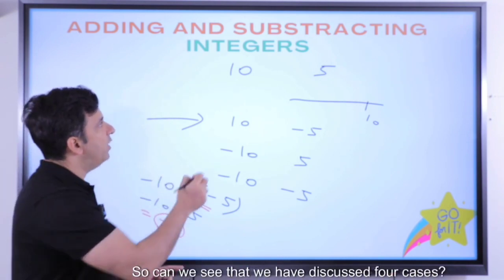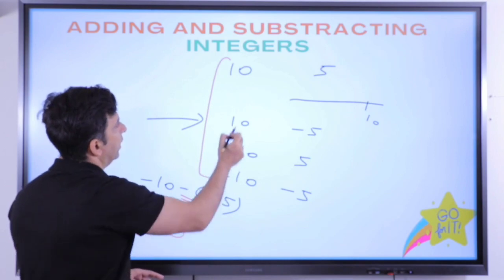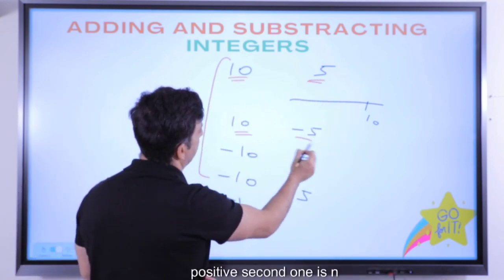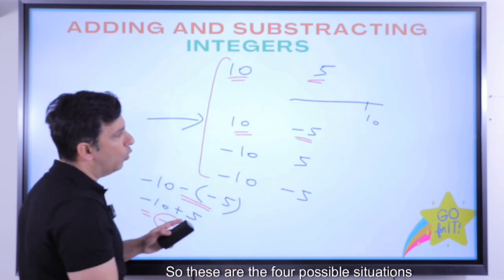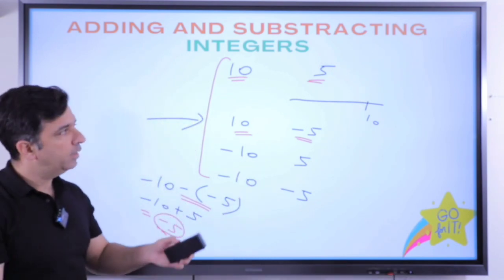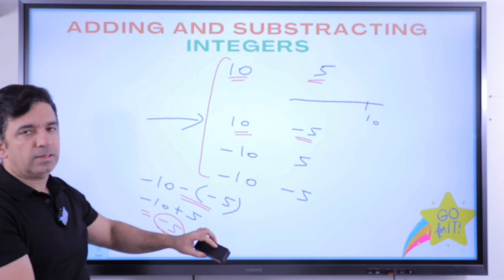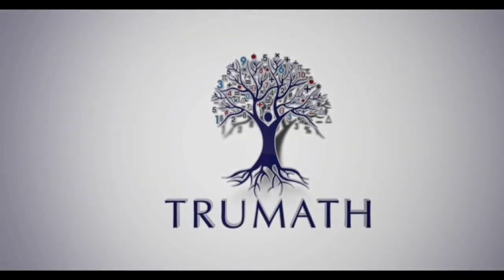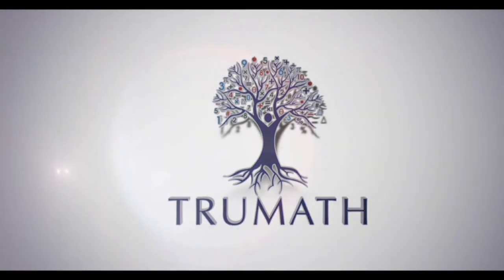So can we see that we have discussed 4 cases in which one number is positive, the other one is also positive, one is positive, second one is negative. So these are the 4 possible situations that may arise. So the situation is actually very straightforward.